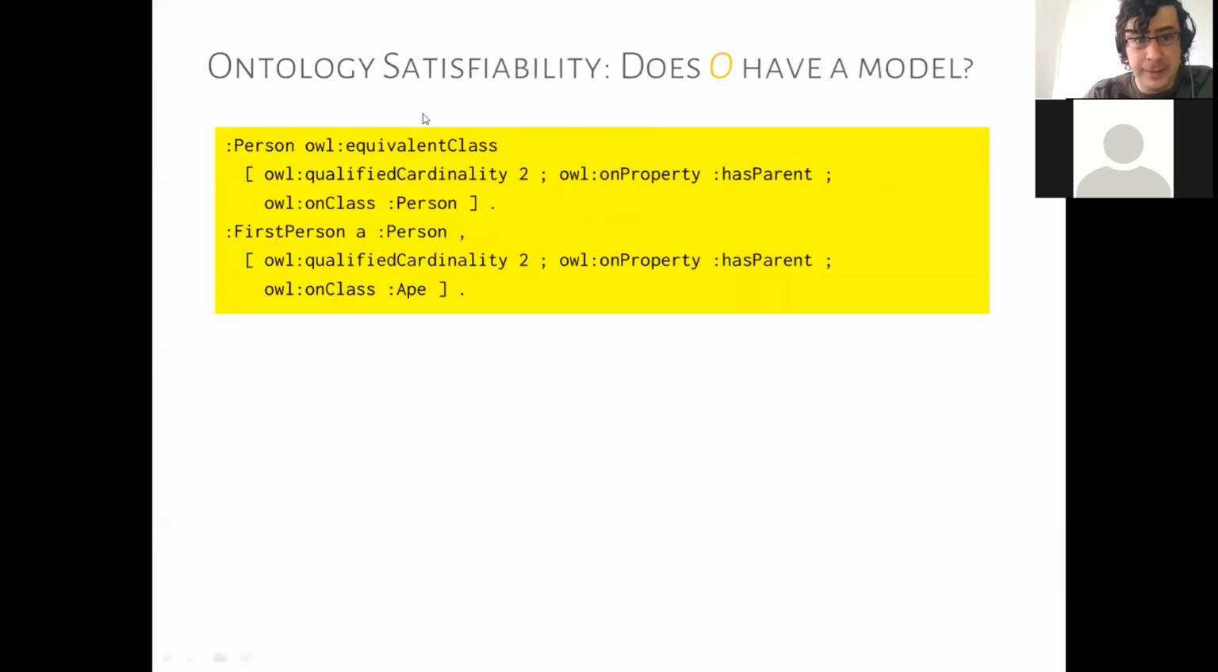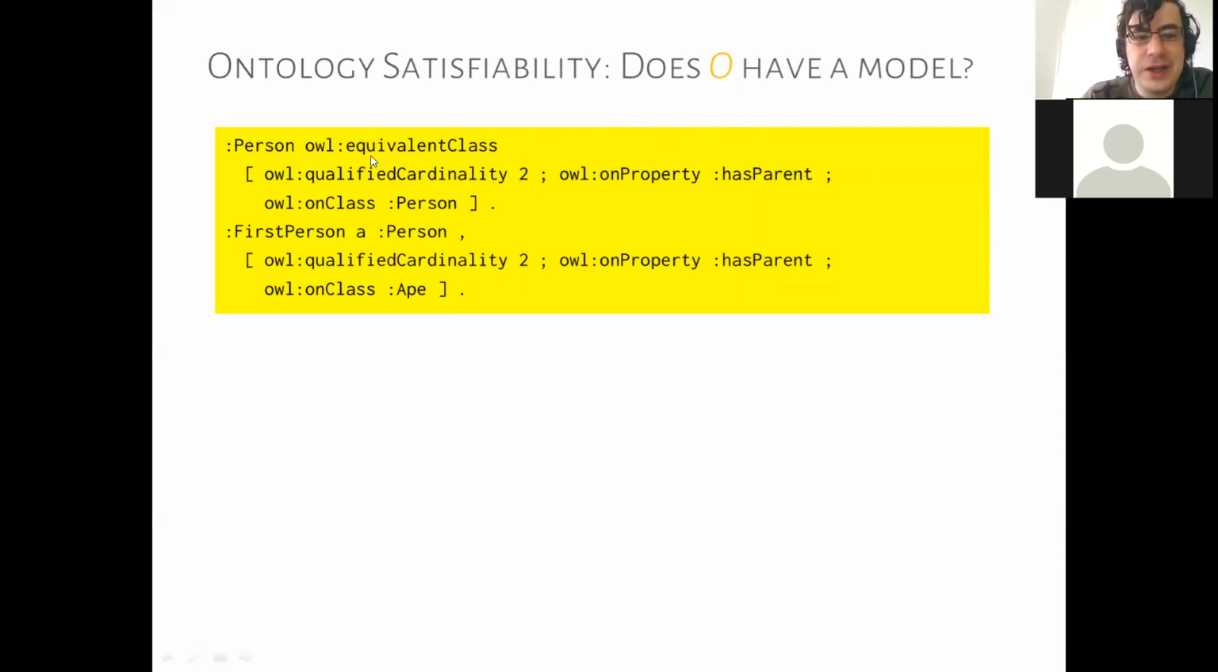So a second task is that of ontology satisfiability, which has a slightly weird name, but essentially the task is just asking, is this ontology consistent? Does it contain any inconsistencies or not? Another way to describe this is, does O have a model? Can it describe a possible world? If it has 0 models, it means that the ontology is unsatisfiable. It means that there's no model that satisfies it. There's no interpretation that satisfies the ontology. It has no model. So this basically means that it's inconsistent, right?